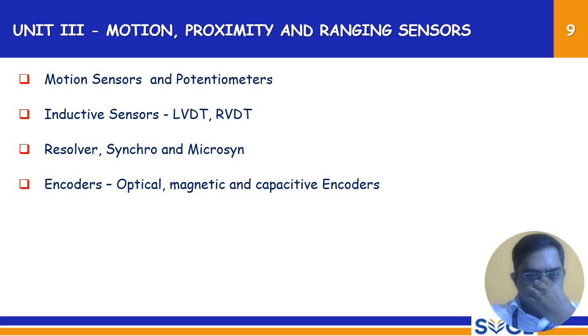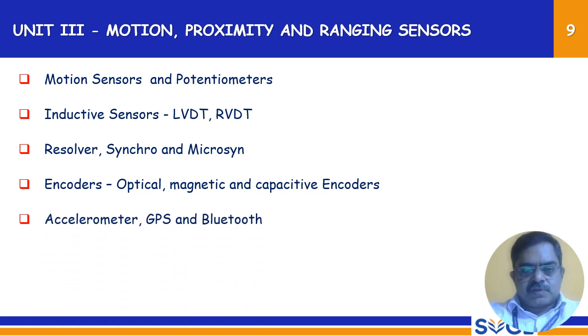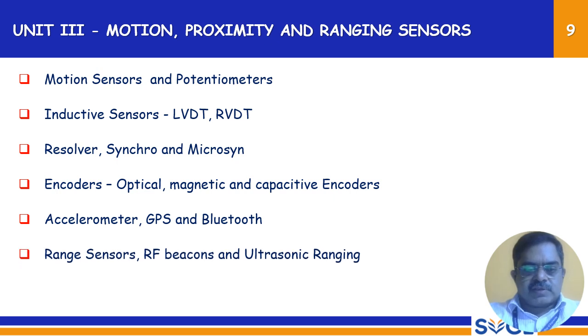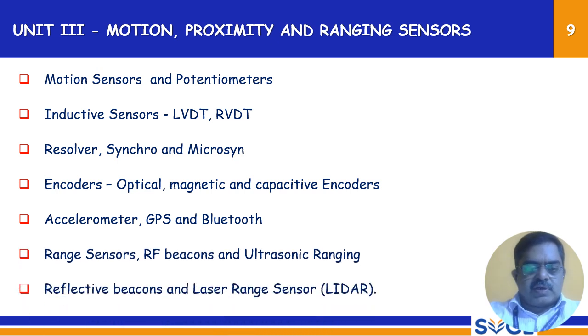Then we will move on to encoders: optical, magnetic, and capacitive type. These are the topics left out in our third unit: accelerometer, GPS, Bluetooth, range sensors, beacons, reflective beacons, and lidar. So these are the topics we are about to cover in this unit.